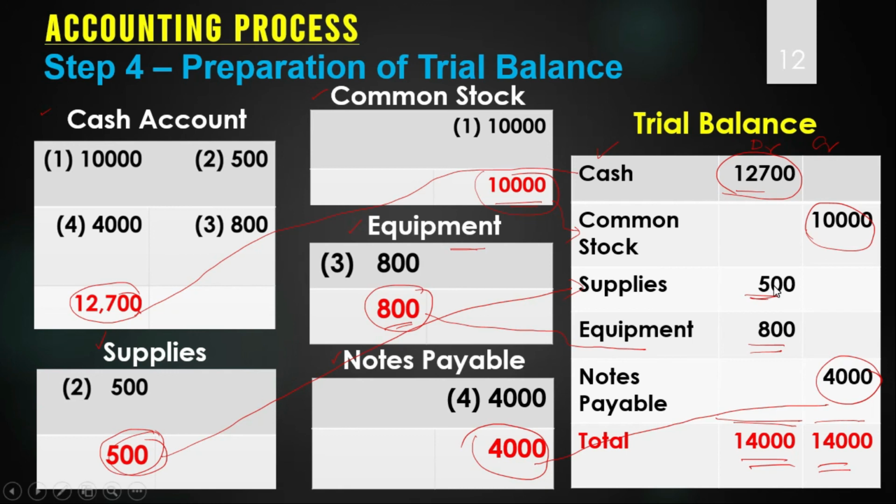Please make the sum: 12,700 plus 500 plus 800. This total is 14,000. To the credit side, we also have 10,000 and 4,000. This is also 14,000. This total is equal because whenever we pass a journal entry, in the journal entry we write the same amount to the debit side and same amount to the credit side. Because of this, the total of trial balance, debit side and credit side will match.